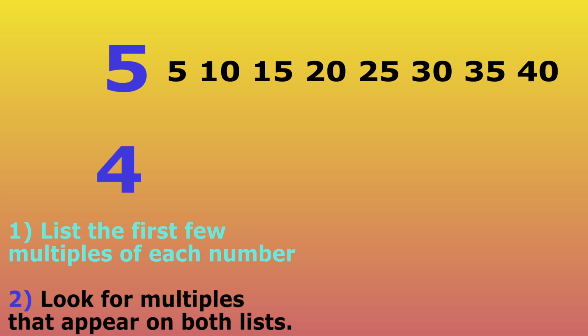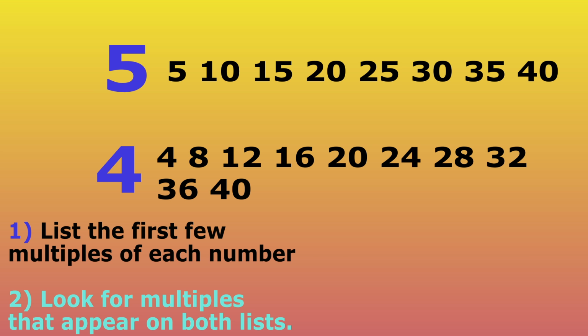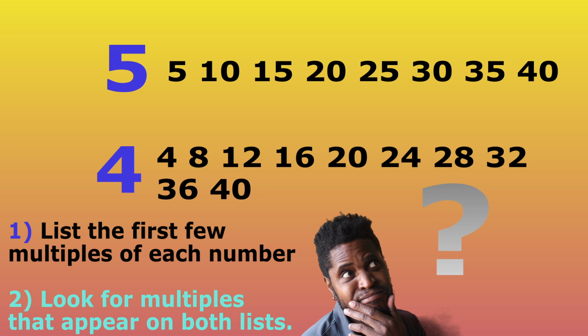Next, using the 4 times table, we get the multiples of 4 as 4, 8, 12, 16, 20, 24, 28, 32, 36, 40. And now we simply look for multiples that appear in both lists. By the way, if you can't find any, you might need to extend both lists until you find one.